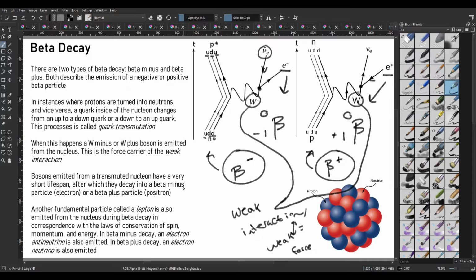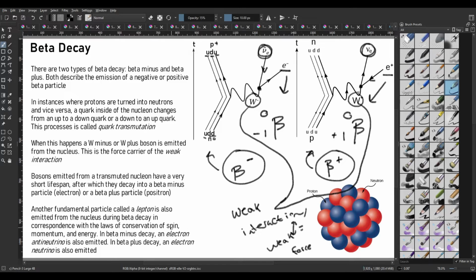Bosons emitted from a transmuted nucleon may have a very short lifespan, and they do have a very short lifespan, after which they decay into a beta- particle or a beta+ particle, and then there are neutrinos up here, neutrino or antineutrino. Another fundamental particle called a lepton, and lepton is just the umbrella term for electrons and neutrinos. And there's some other particles and they're also leptons. And this is just talking about why neutrinos exist.